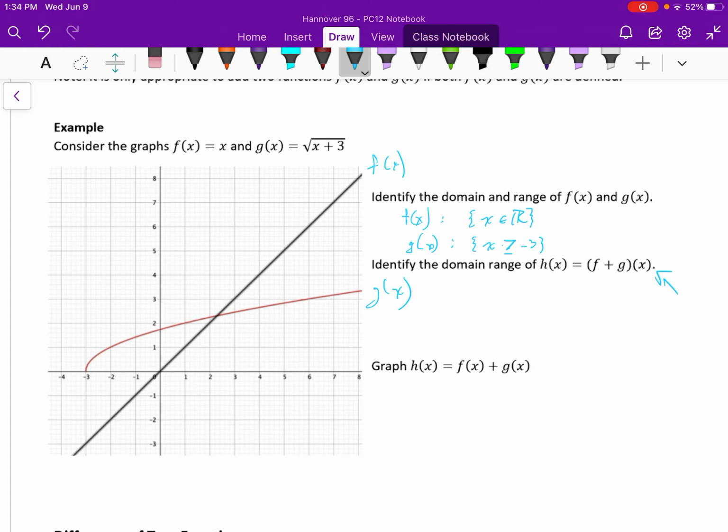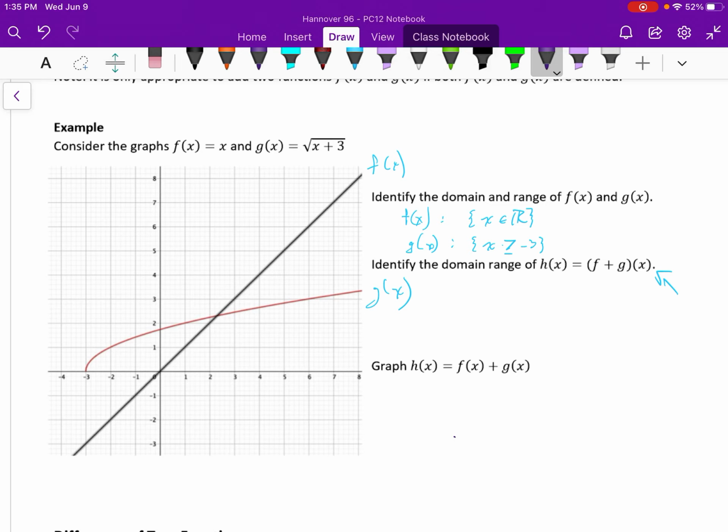So what is the domain of h of x, which is f of x plus g of x? Well, f of x must be defined and g of x must be defined. Putting it another way, you need to add two y values, and if one y value doesn't exist, you can't add it to the other one.